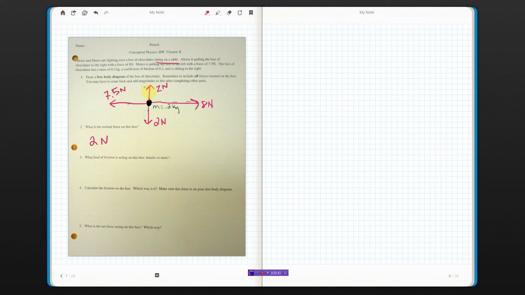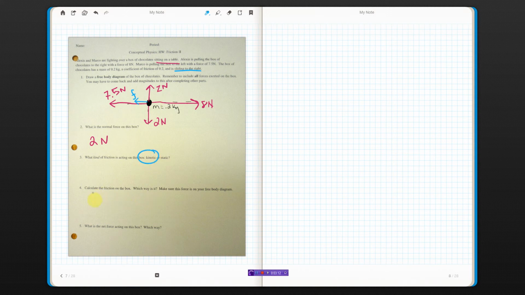Now, I'm going to tell you right now, there's a force of friction too. But that's what I mean by you may have to come back and add magnitudes to this, because there is also a force of friction. Now, it is sliding to the right, so friction must be to the left. I don't know what the force of friction is yet. I just know it's there and it's to the left. Alright. What kind of friction is acting on this box? Kinetic or static? Well, it's sliding, so it has to be kinetic.